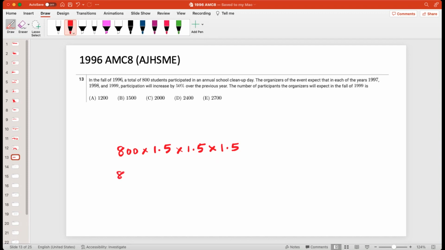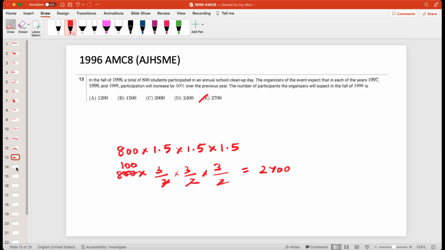Now 1.5 can also be written as 3 by 2, right? I'm just using fractions because it's easier to multiply, nothing else. You can just do the calculation also, otherwise it doesn't matter. So we have here 2 into 2 is 4, into 2 is 8. So this is going to become 10, correct? So this will become 27 into 100. So this will become 2700. That's your answer.